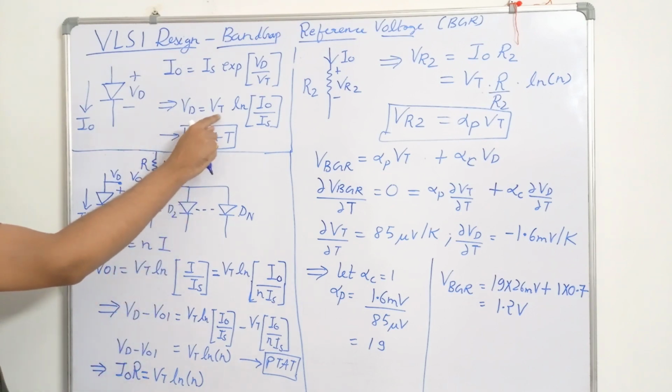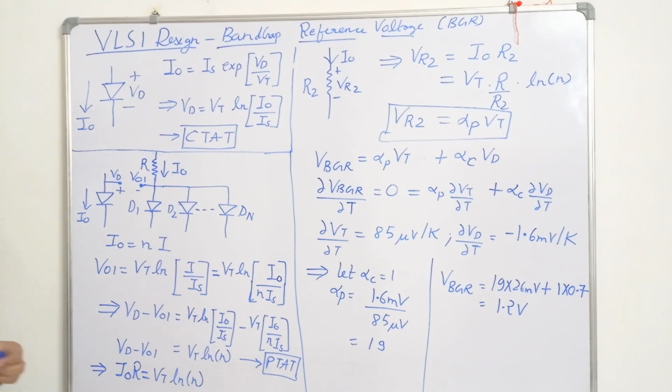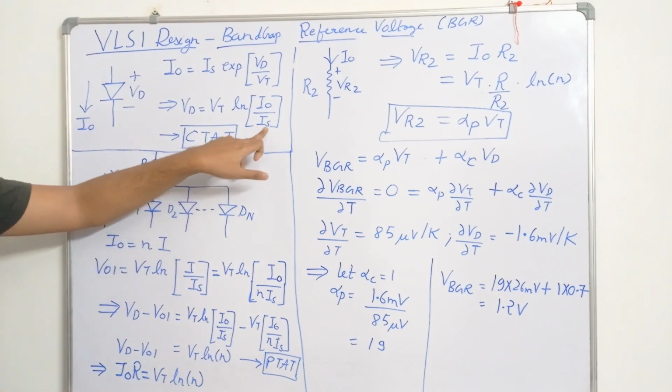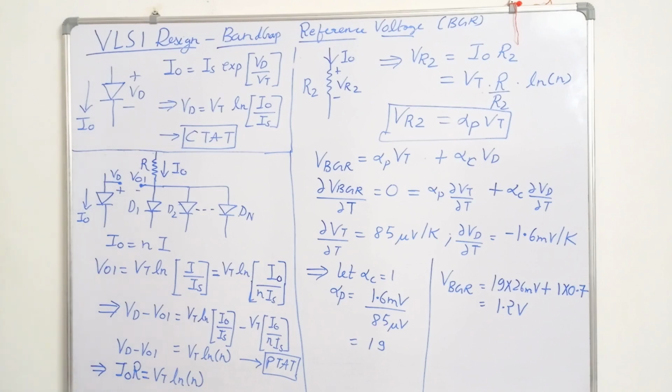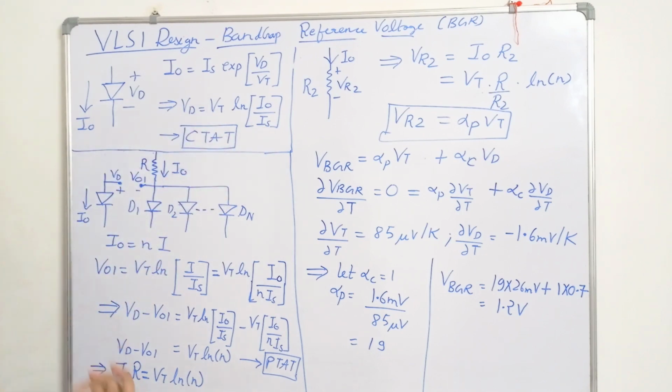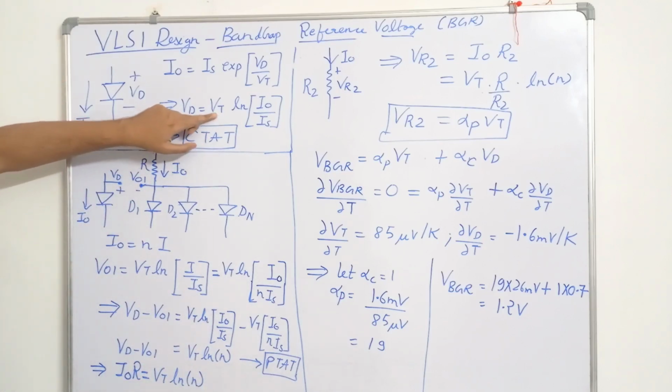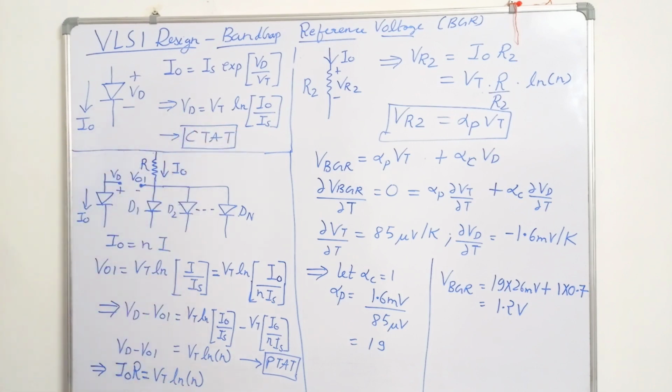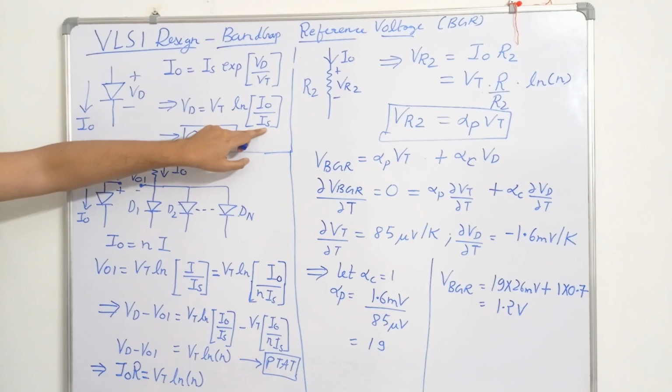We know that as temperature increases, the Vt will increase. Also, as the temperature increases, the reverse saturation current will also increase. But Vt only increases by about 1 millivolt for every 25 degree Celsius increase in temperature, whereas the reverse saturation current will almost double for every 10 degree rise in temperature. So Vt is a weak function of temperature and Is is a strong function of temperature. So overall, as the temperature increases, Vd will decrease because Is is in the denominator.